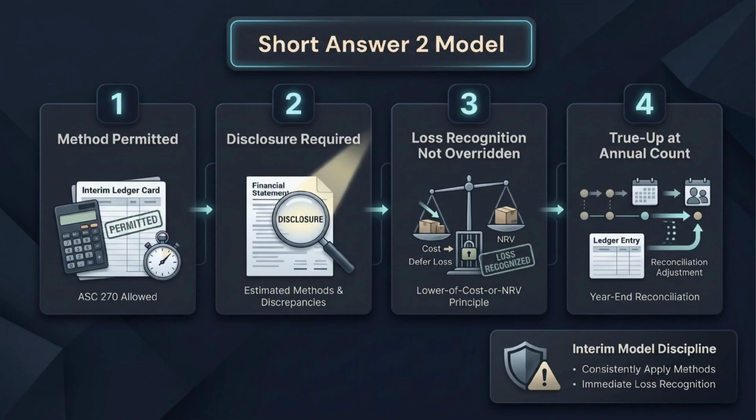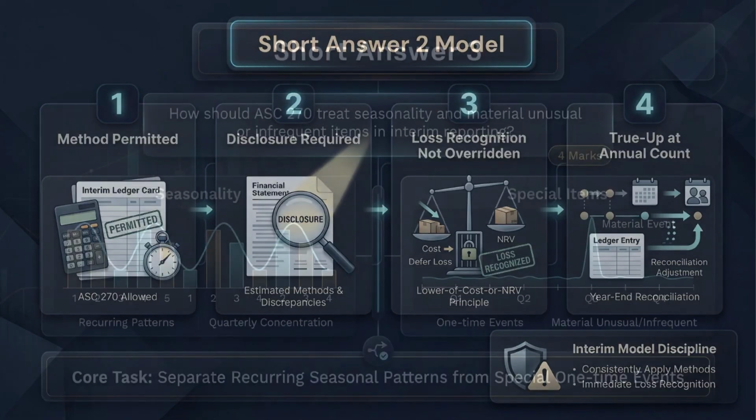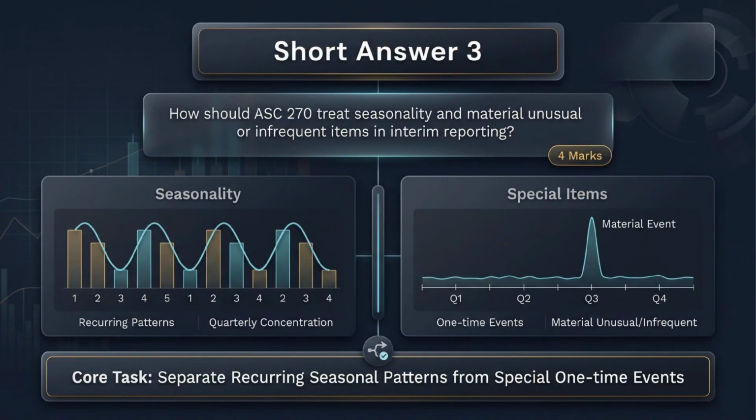Estimation is allowed, but it is not a hiding place for losses or weak measurement. Short answer 3 asks about seasonality and material unusual or infrequent items. These two concepts must be separated. Seasonality is a recurring business pattern such as holiday sales or agricultural cycles. Unusual or infrequent items are specific events. Build both sides of your answer before reviewing the model.